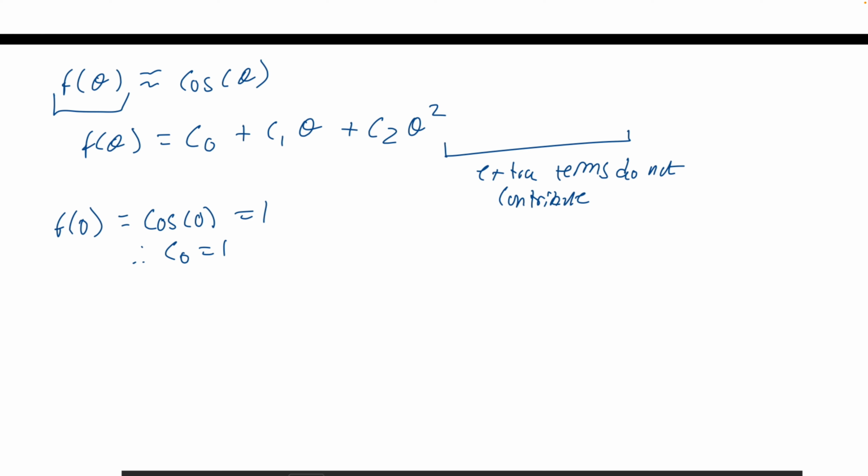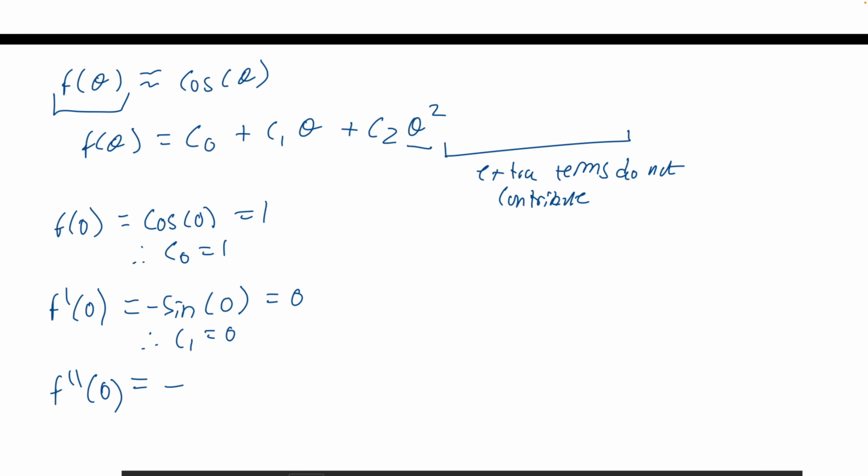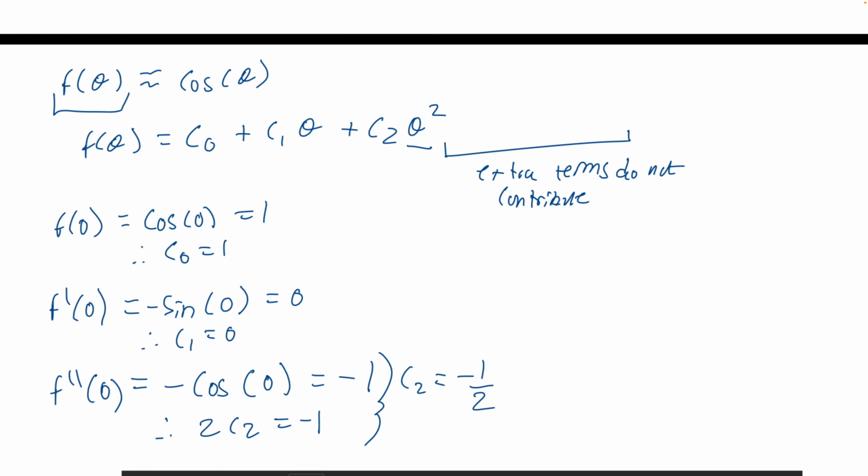Then taking the second derivative, which is where we'll stop because that corresponds to the theta squared term. We don't want to consider it bigger than that for now, although we can if we want to. It is equal to negative cosine of 0, which is equal to negative 1. Therefore, 2c2 is equal to negative 1. So then c2 is equal to a negative half. And then we can construct our function in a readable format.